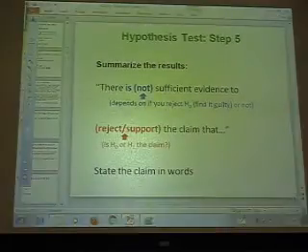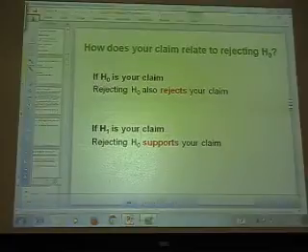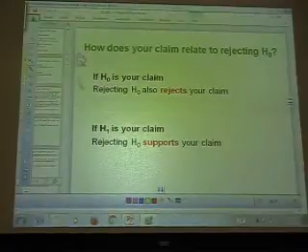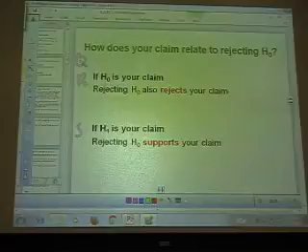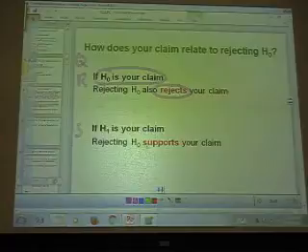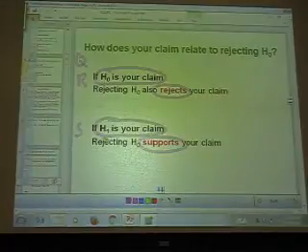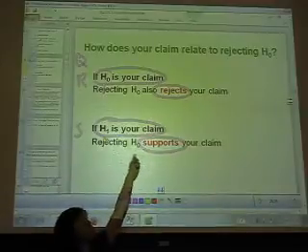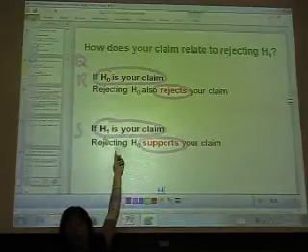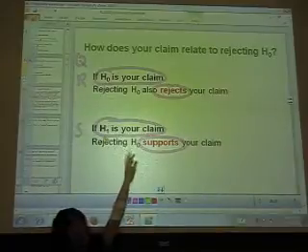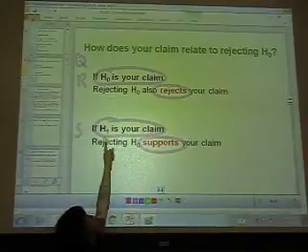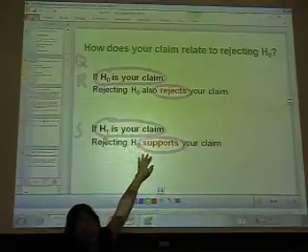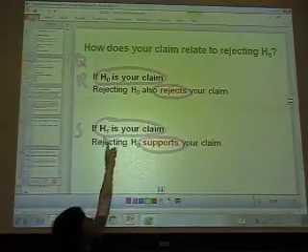And again, the way to remember this is to have that little QRS. Q kind of starts you off. R is rejects. It goes when H naught is your claim. S is for supports. It goes when H1 is your claim. In step 4, you're always going to reject H naught or not reject H naught. Always. But if H1 is your claim, then rejecting H naught supports your claim. If H naught is your claim, then rejecting H naught rejects your claim. That's why you use those words.